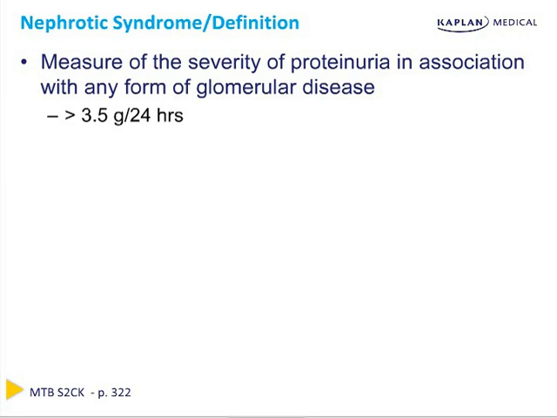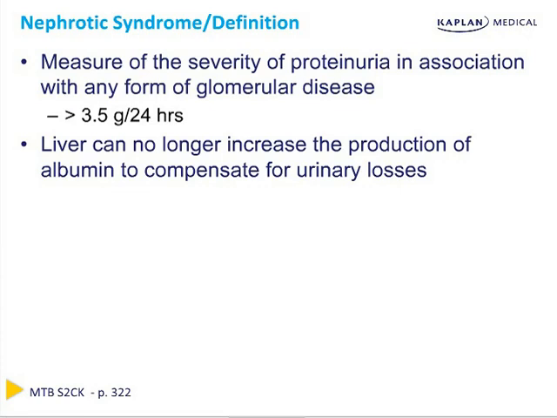The number that you'll want to memorize for USMLE Step 2 is the number 3.5. If you lose more than 3.5 grams of protein in a 24-hour period of urine collection, you've reached the threshold of nephrotic range proteinuria. At this rate of urinary protein loss, the liver really can't keep up anymore. The liver just isn't able to increase the production of albumin fast enough to compensate for this degree of urinary loss. The loss of that much albumin is what leads to the characteristic symptoms of nephrotic syndrome.